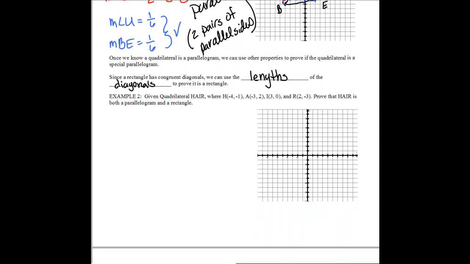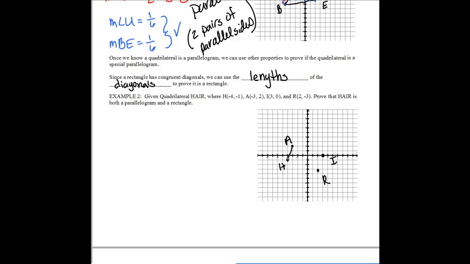Given quadrilateral HAIR, where H is here, A is here, I is here, and R is here, prove that HAIR is both a parallelogram and a rectangle. So H is at (-4, -1). A is at (-1, 2). I is at (2, 0). And R is at (-1, -2).